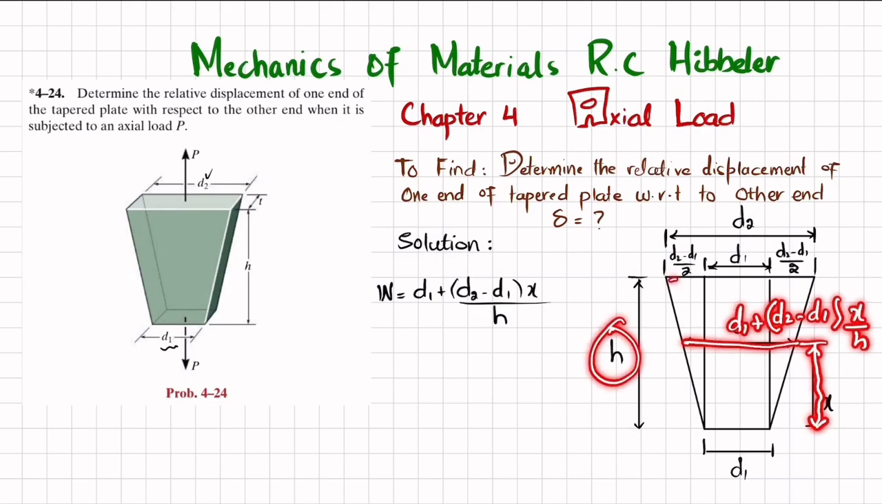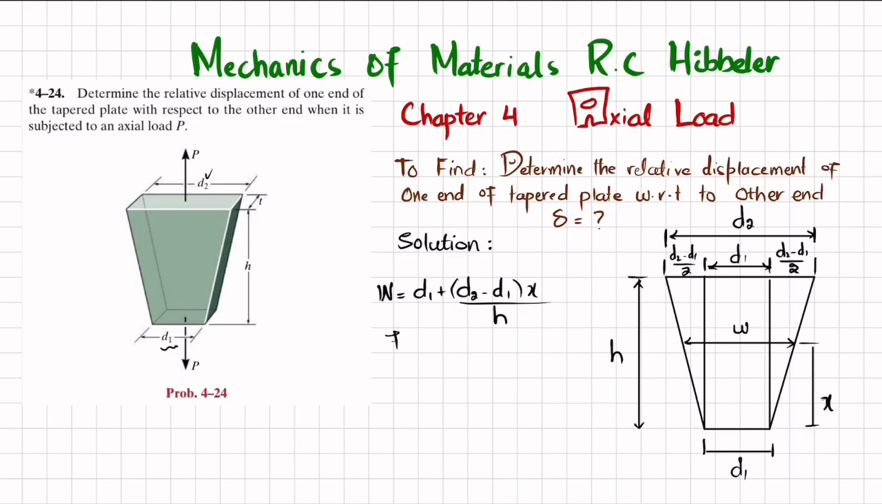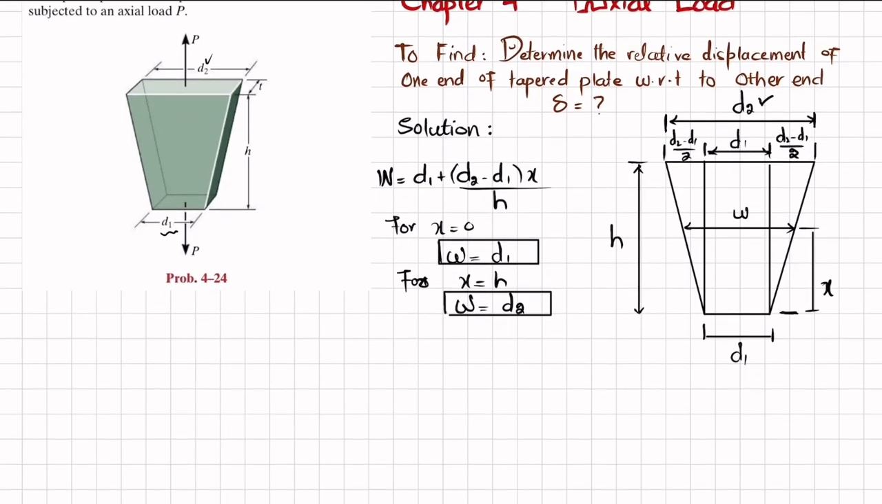For the whole height H it is D2, and at a height of X it is X by H. So to check whether we have found the correct width function, if you put X equal to 0, this term will be equal to 0, and W will be equal to D1. Now for X equal to H, when you put X equal to H in this formula, H will cancel with H, and D1 will cancel with D1. So W will be equal to D2, and you can see here the width is D2. It means that this function is correct.